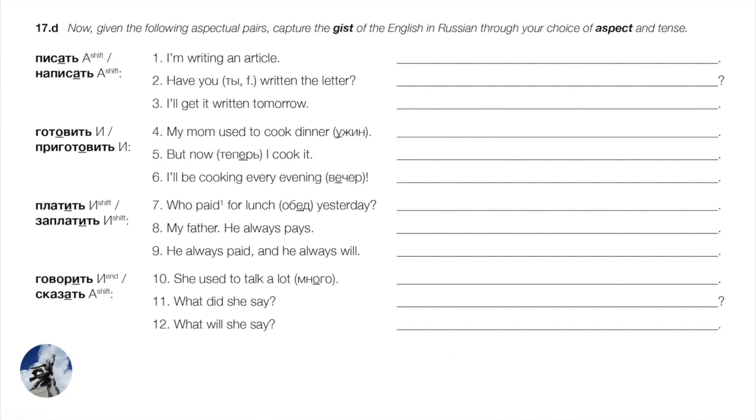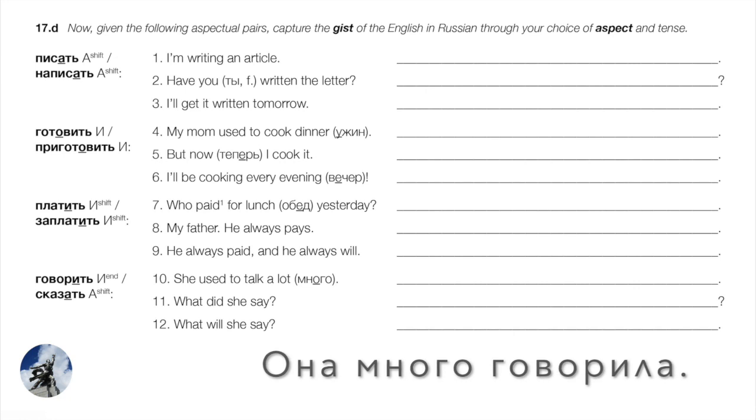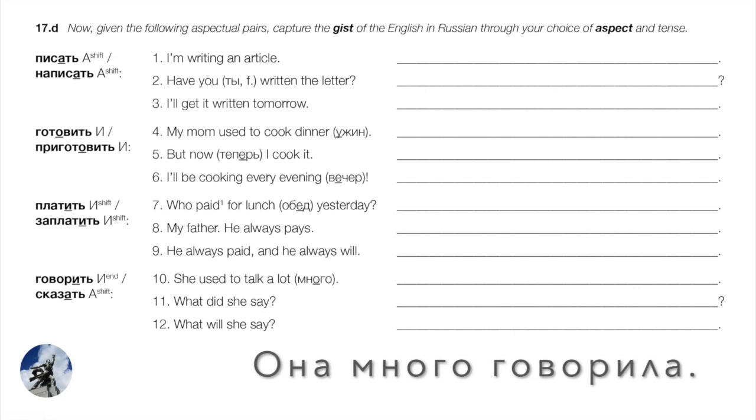One more. Говорить versus сказать. This is the pair for to say, to speak, to talk, to tell. She used to talk a lot. Sounds like her habit, right? We need imperfective. This was an ongoing repetition type of habitual thing. So it's past tense. Она много говорила.